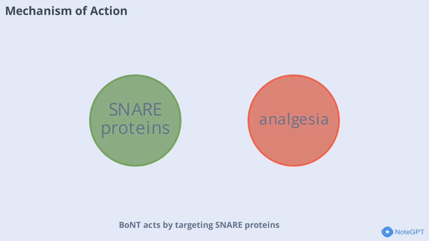BONT acts by targeting SNARE proteins, which are crucial for the release of neurotransmitters from nerve endings. By cleaving these proteins, BONT inhibits the release of acetylcholine and substance P, leading to muscle relaxation and pain relief. The reduction in acetylcholine causes temporary muscle weakness, while the decrease in substance P is linked to its analgesic effects. This dual action makes BONT particularly useful in conditions involving both muscle overactivity and chronic pain.